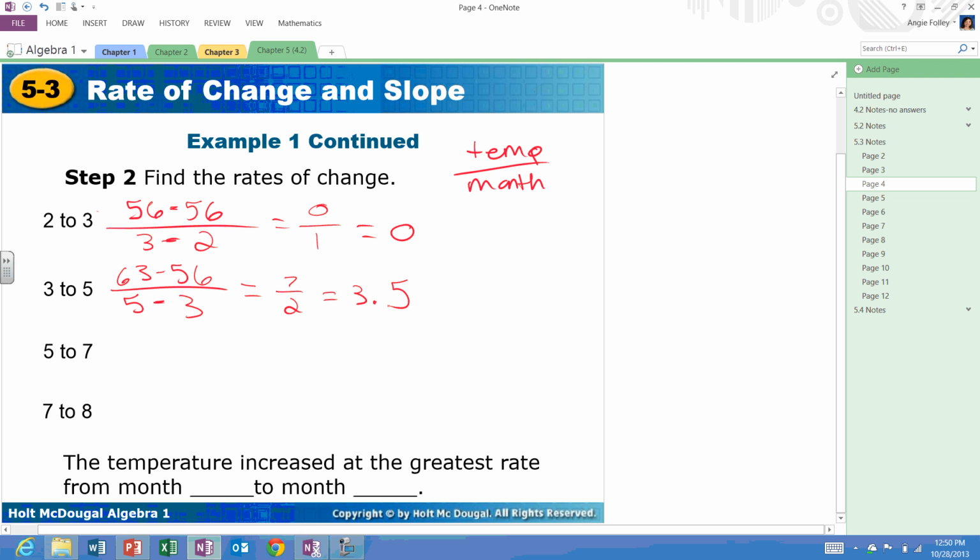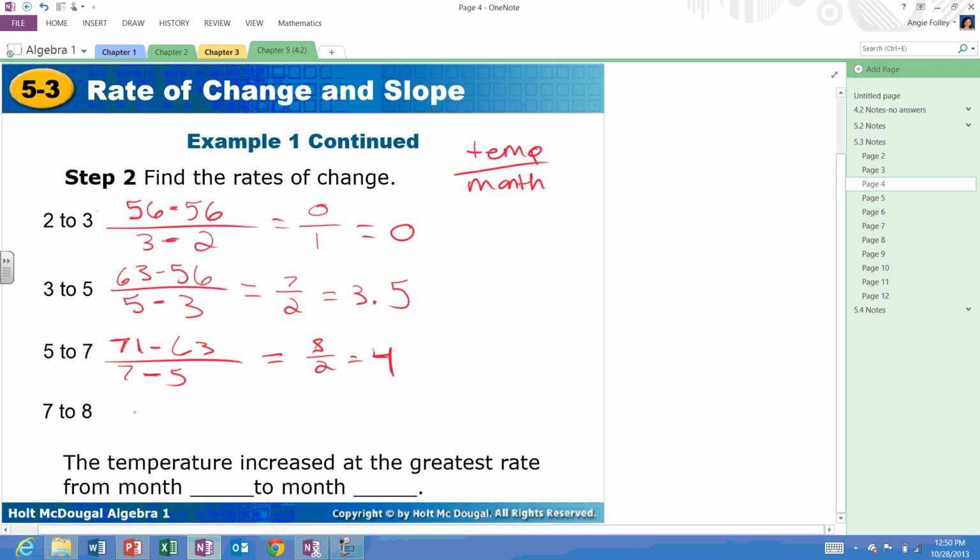From 5 to 7 months, the temperature jumped from 63 to 71 degrees. So we're going to go from 71 minus 63, and we're going to take 7 minus 5. So it's our second minus our first. And that is equal to 8 over 2, which simplifies to 4. So our rate of change there was 4.